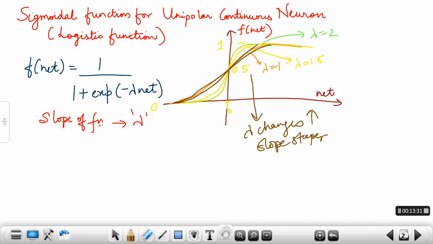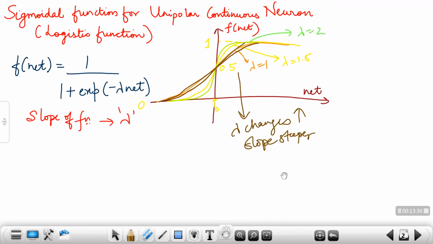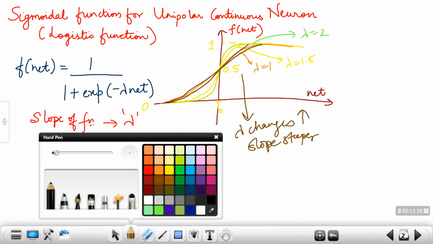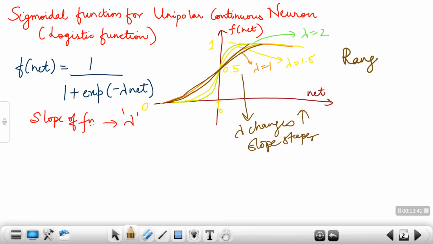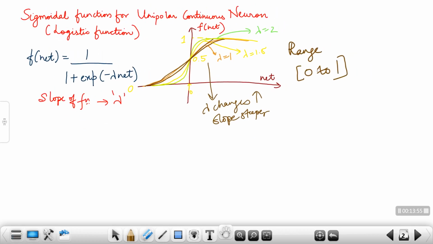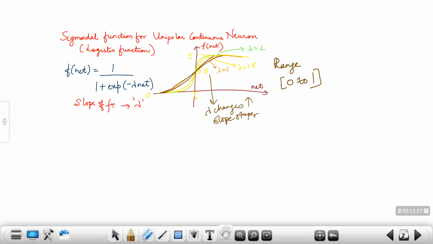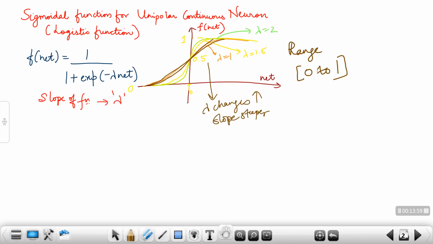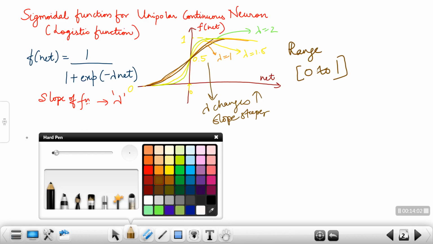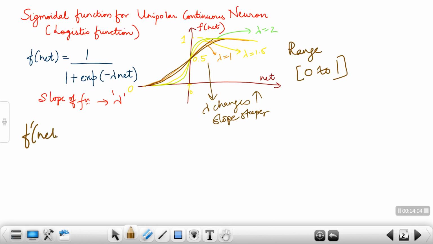Before that, what is the range of this function? The function lies between 0 and 1. So the smallest value is 0, the maximum value is 1. Now we shall calculate f net dash. We know what f net is, so we'll calculate the derivative.